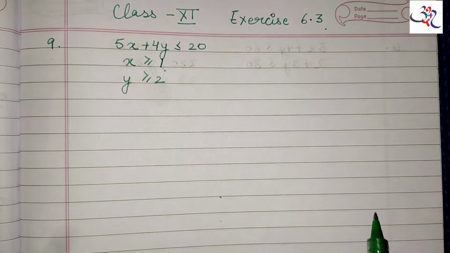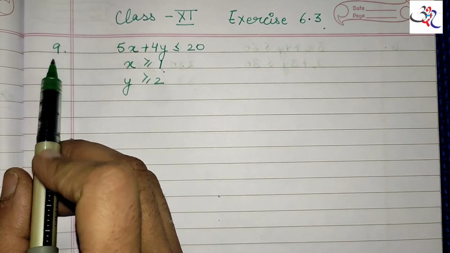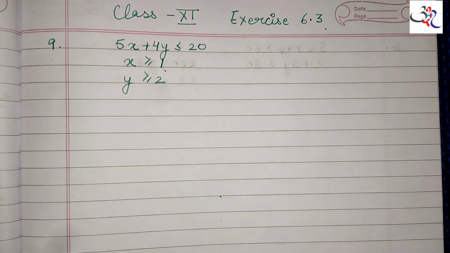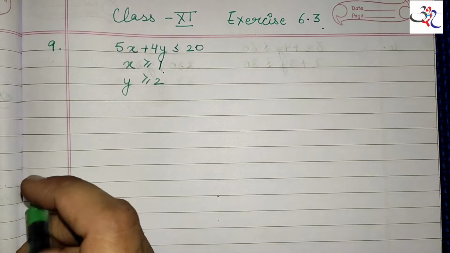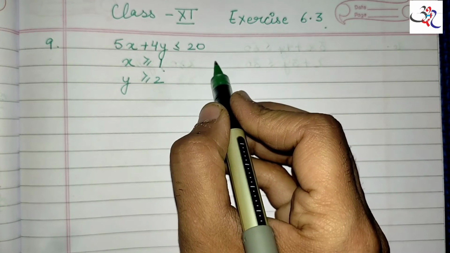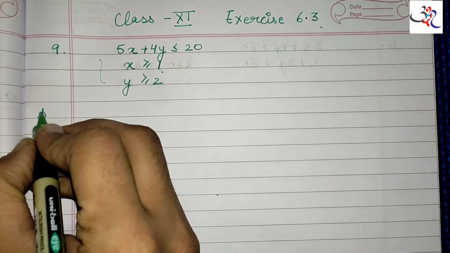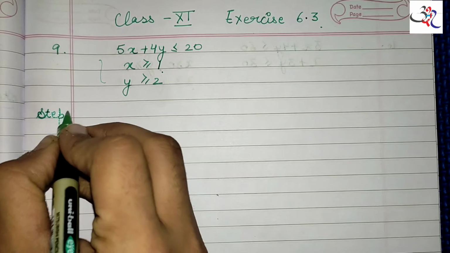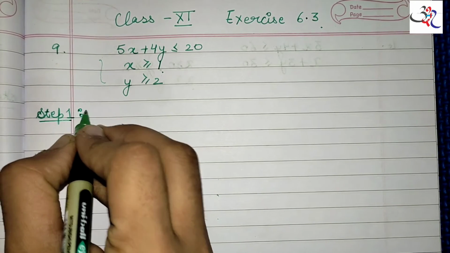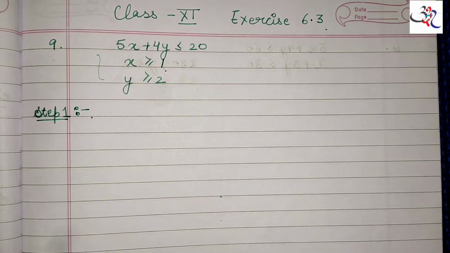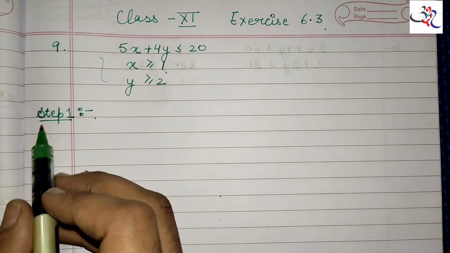So let's start solving today's very first question, which is question number 9 of exercise 6.3 of class 11, and the topic name is solution of system of linear inequalities in two variables. So when more than one inequality is given to us, then in the previous videos, I have explained some steps by using which you can solve these types of questions very easily. So let's start with the very first step.